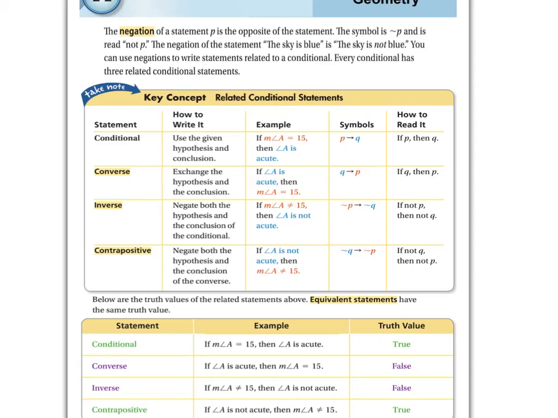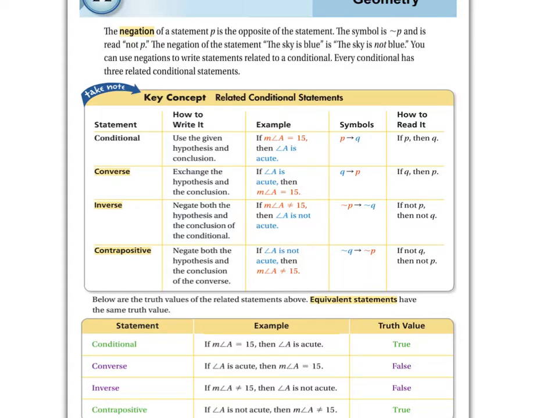This is section 2.2, Introduction, part 2, where we talked about conditional statements, the hypothesis and the conclusion. Now we're going to talk about the negation, and negation means we're going to talk about the negative form of these statements. So the negation of a statement P is the opposite of the statement. This symbol right here, you're going to see this quite a bit, means not P. The negation of the statement "the sky is blue" is "the sky is not blue." Essentially you're adding the word not in here.